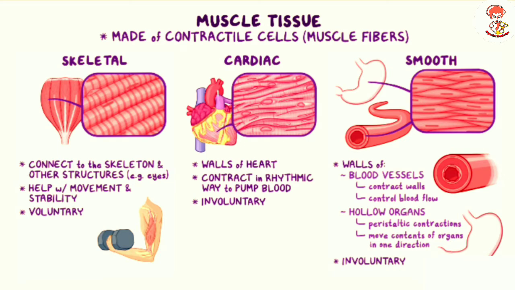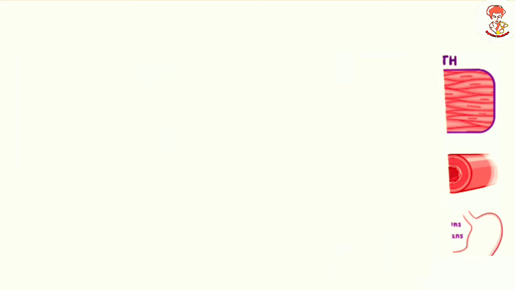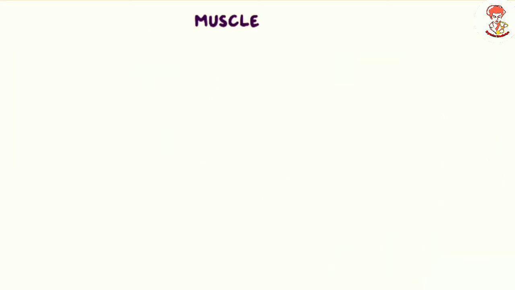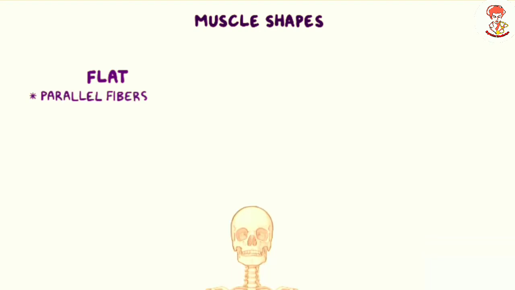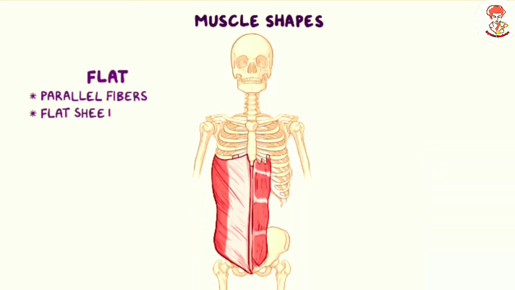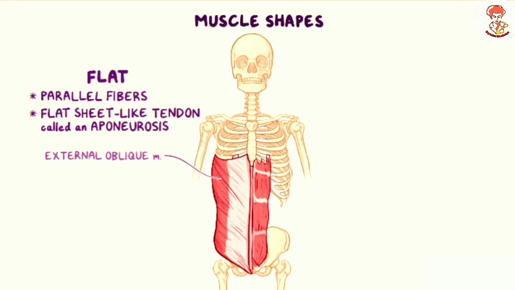Smooth muscle is also under involuntary control. Muscles are present in a variety of shapes that help to perform their specific functions. For example, a flat muscle has parallel fibers and often has a flat, sheet-like tendon called aponeurosis, as is the case for the external oblique muscle covering the abdomen.